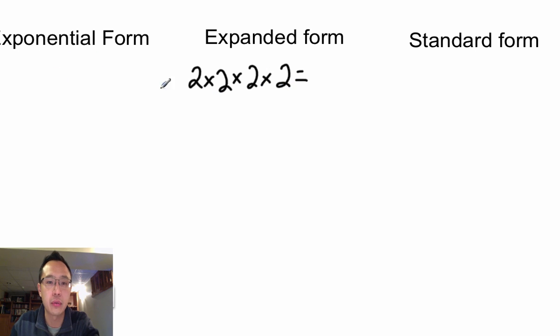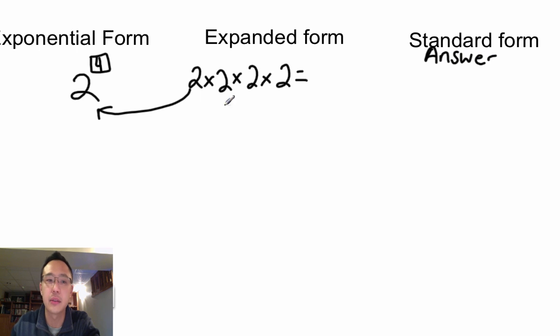If we were to write it in exponential form, we're going to keep the number that we multiply, so that's my base. An exponent is a little superscript that appears in the top right corner, and that's the number of times this base was multiplied by itself. Since there are 4 copies of the 2, not 4 times 2, we're going to write 4. And the standard form is basically your answer. So what is the answer for 2 to the power of 4? Well, 2 times 2 is 4, times 2 is 8, times another 2 is 16. So that's your standard form.